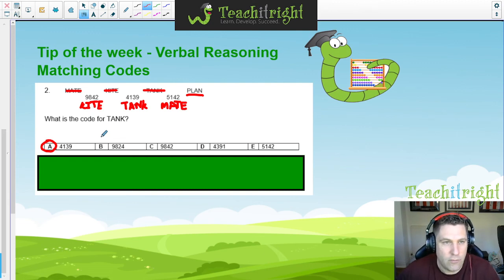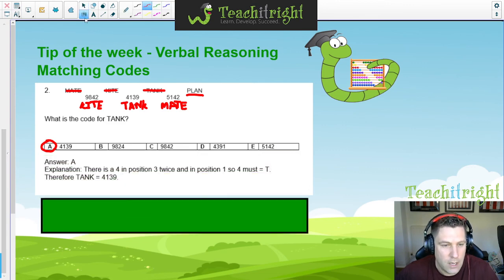Just so we've revealed it, let's just have a little look at the answer underneath and how we got there, just to remind you. So there is a 4 in position 3, and that appears twice, and position 1, so there was 4 equals a T. We worked that one out first, and therefore the code for tank was 4139.